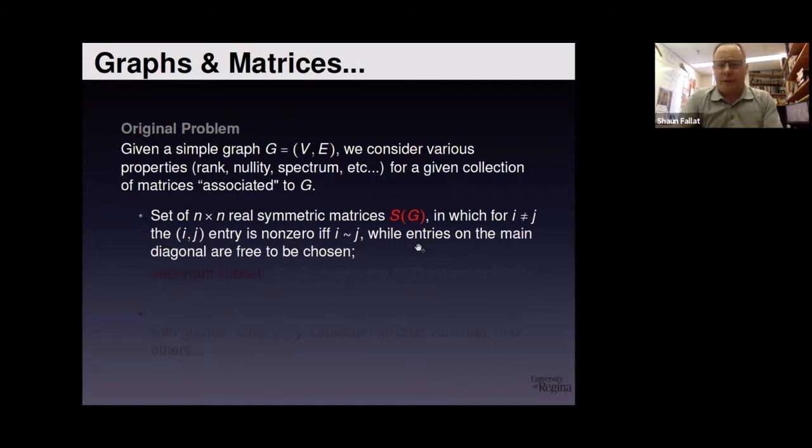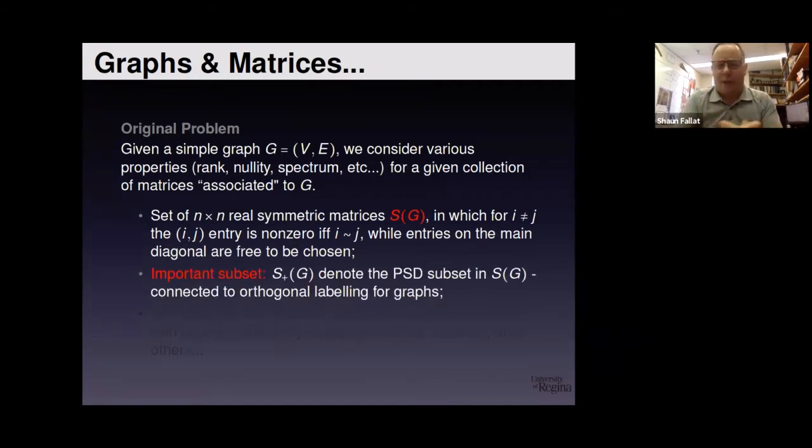So you're free to put whatever you want along the main diagonal, zeros, non-zeros, however you see fit. Once you use this as your base collection, there are lots of different ways to associate subcollections. An important one, in my mind, is the subset of positive semi-definite matrices within this collection S(G). And I mention here quickly the concept of orthogonal labelings of graphs, which is a well-known topic, and I'll come back to that later.